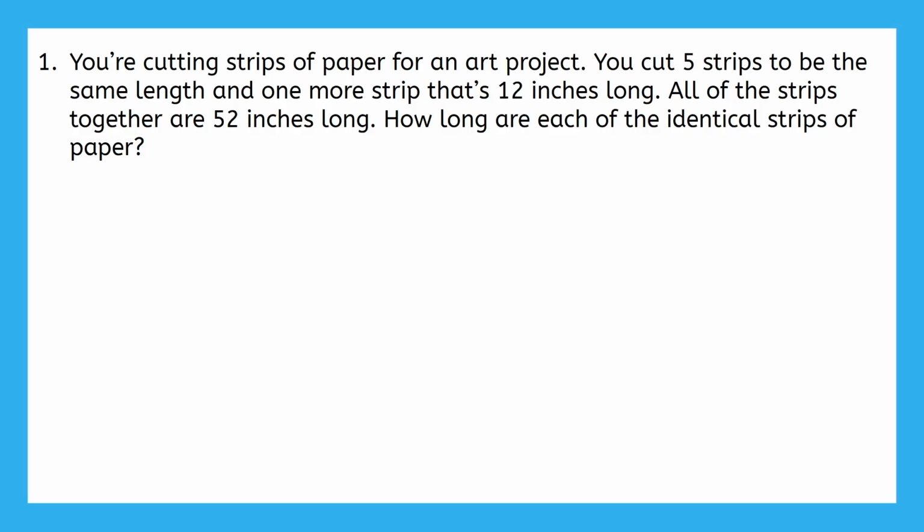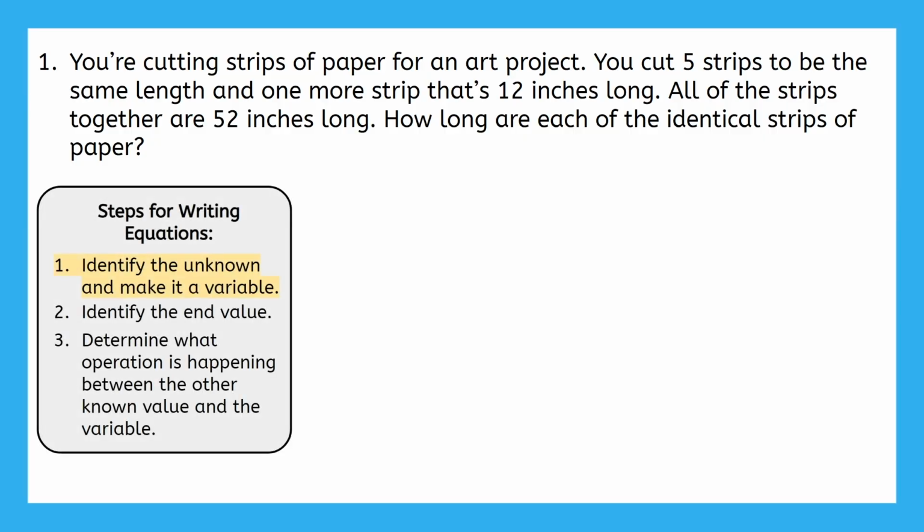First example: you're cutting strips of paper for an art project. You cut 5 strips to be the same length and one more strip that's 12 inches long. All of the strips together are 52 inches long. How long are each of the identical strips of paper? So, what's the first step here? Yeah, first we need to identify the unknown and make it a variable. What's the unknown in this situation?